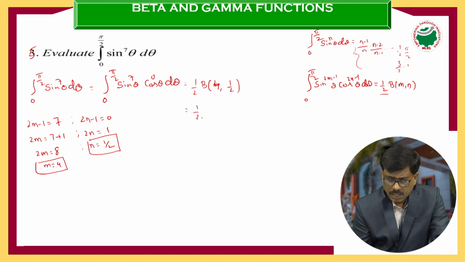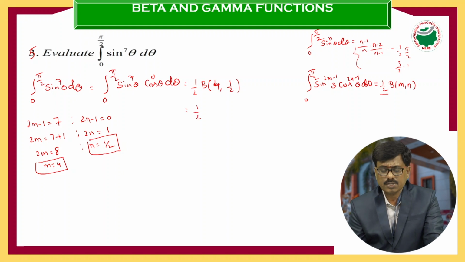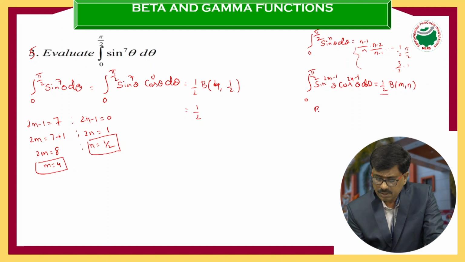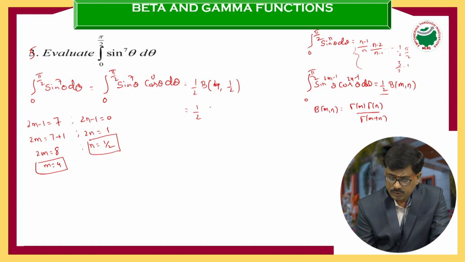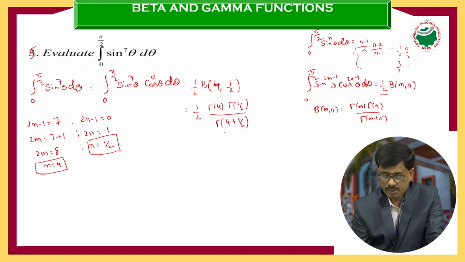Now, I need to convert this beta value in terms of gamma. How do you write the relation between beta and gamma? Beta of m comma n is equal to gamma m, gamma n whole divided by gamma of m plus n. Therefore, gamma of 4, gamma of 1 by 2 whole divided by gamma of 4 plus 1 by 2, into 1 by 2 into gamma of 4.